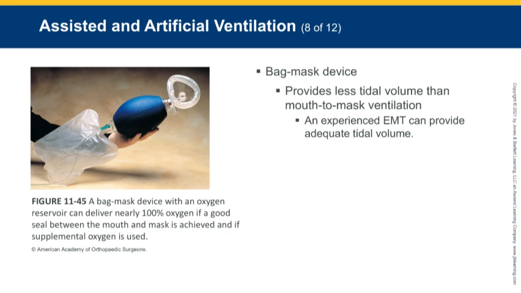A bag mask device, BVM, is a common tool for artificial ventilation. However, it requires proper technique to be effective. A 2-person technique is preferred when possible, as one rescuer can maintain the mask seal while the other squeezes the bag. When using a 1-person technique, the EC clamp method is recommended to secure the mask.